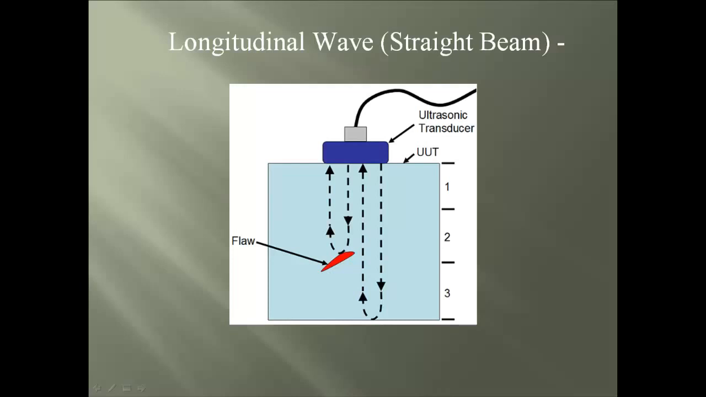Now, there are two basic types of transducers, and we look at the longitudinal wave, also known as the straight beam, which is used to determine material thickness or depth of a defect below the surface, plus also used for checking lamination in heavy thick material. This is basically done by transmitting the sound into the subject perpendicular to the surface.